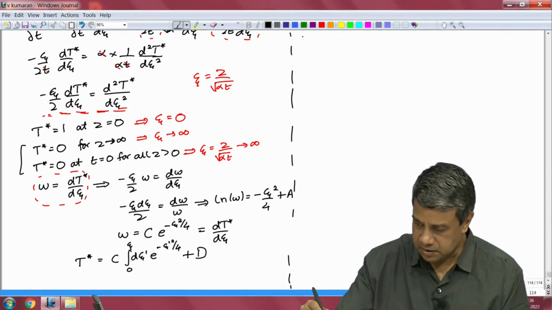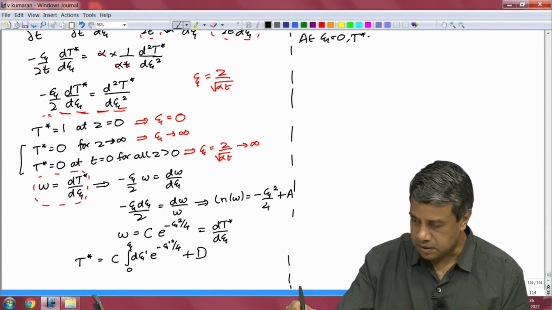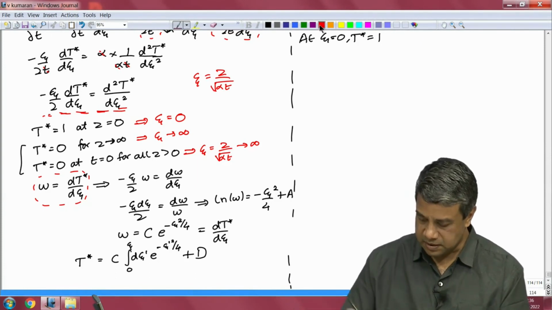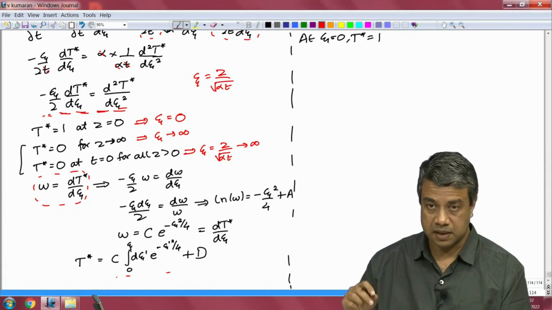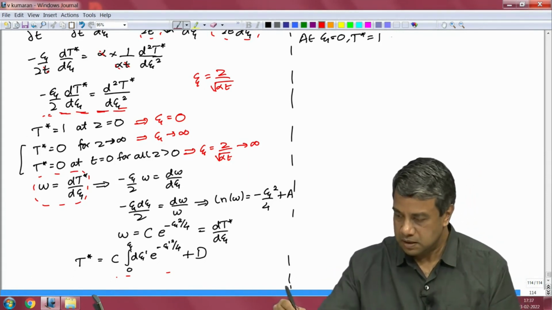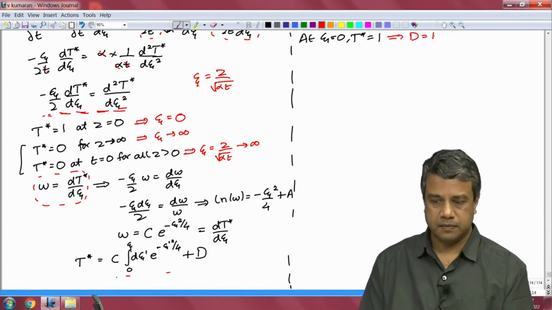The boundary conditions: at psi is equal to 0, t star is equal to 1. At psi is equal to 0, you can see that this integral is an integral between 0 and 0. So the integral itself is 0, but t star has to be 1. So this implies that d is equal to 1.